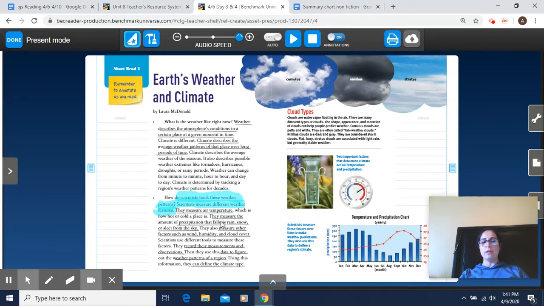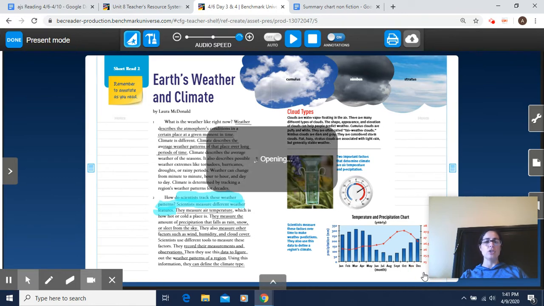Here I've underlined things that scientists do, and they measure air temperature, precipitation, rain and snow and sleet. They measure humidity, wind, cloud cover. They record different factors with different tools, and they observe data. So what would be the main idea? Well, my highlighting is not the best because the tools, I'm still learning how to use them. Giving you a hint here, so hopefully that helps you fill out yesterday's and you can check it.